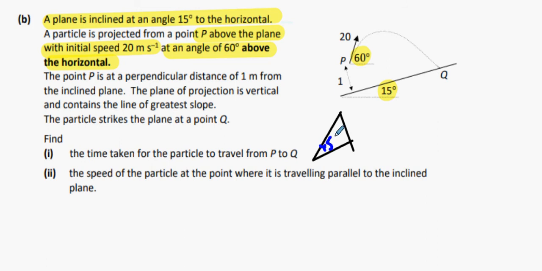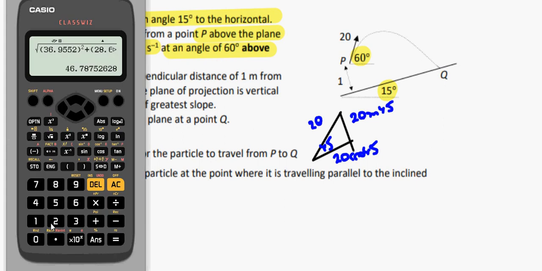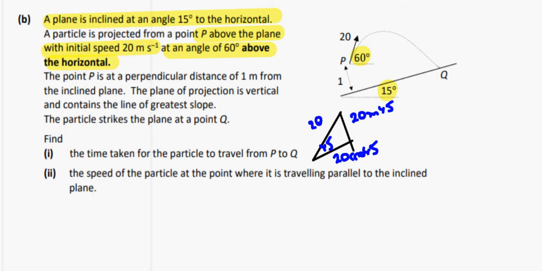So this is 20 sine 45, and the cos 45. Try that into your calculator. 20 cos 45, you get 10 root 2. So they're both 10 root 2's. Perfect. 10 root 2, and another 10 root 2.